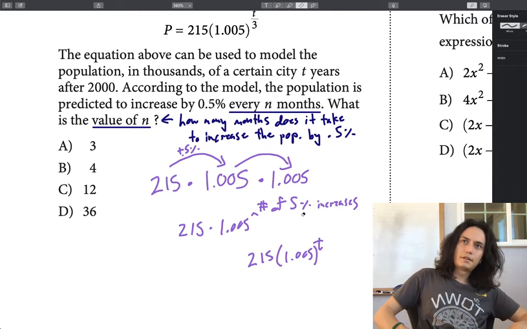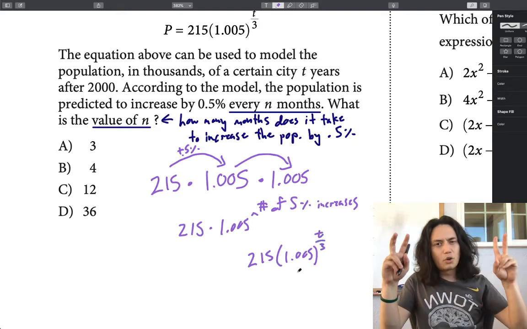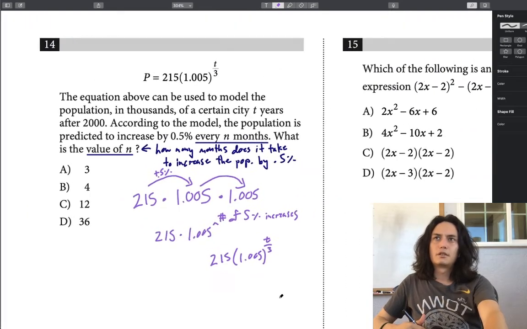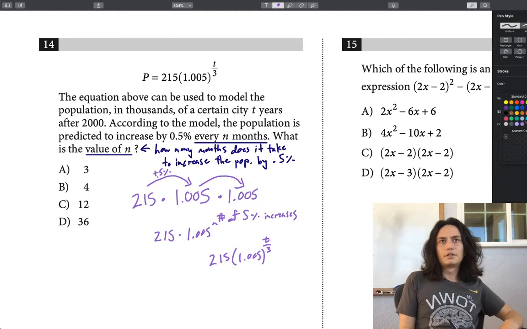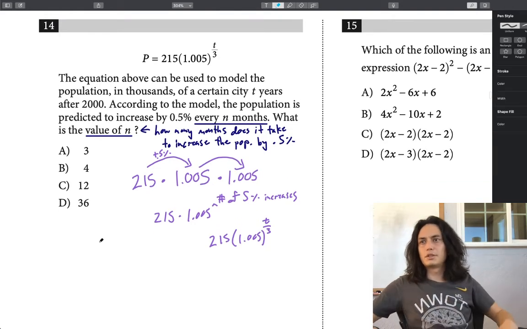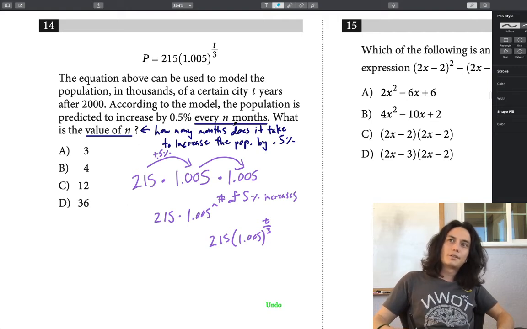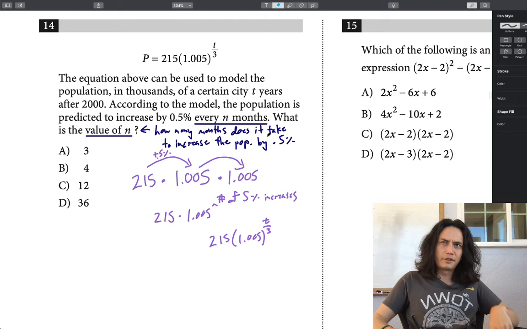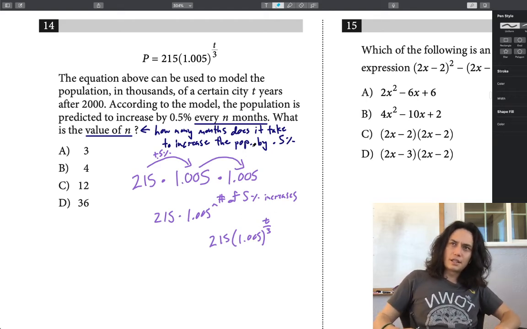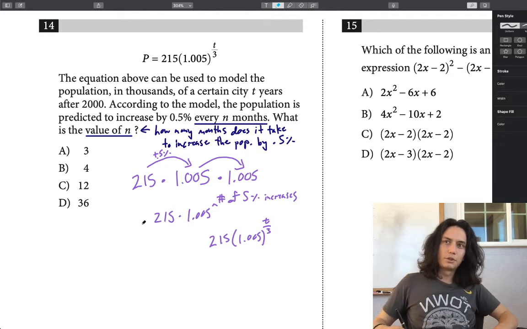So the reality is that if we follow this through and see how long it takes, maybe we can center our work around this new question: how long does it take? Actually, this is the exact same question. How many months does it take to increase the population by 0.5%? That's taking this from 0 to 1, from 1 to 2, from 3 to 4. We're asking how much does t have to go up in order to do that?